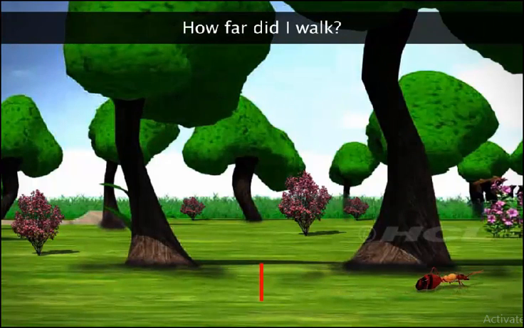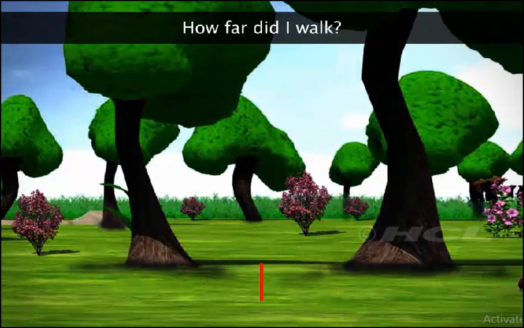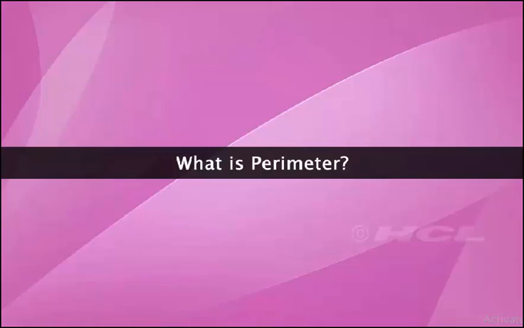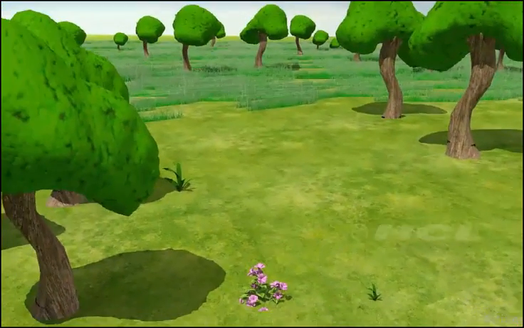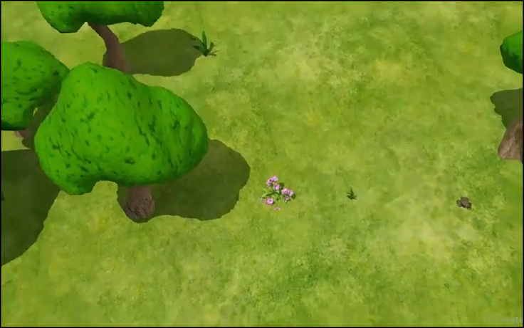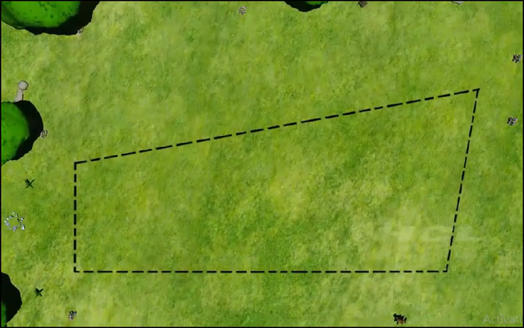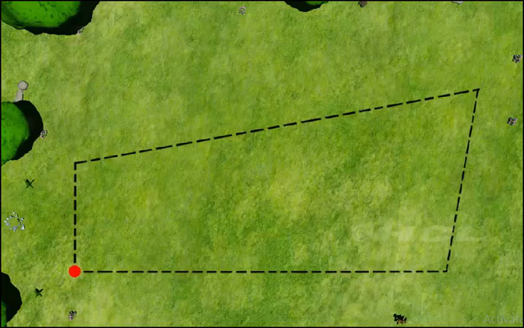How far did the ant walk? Let's find out. The ant walked round the garden starting from this point and reaching back to the same point. Let's see how far it walked.